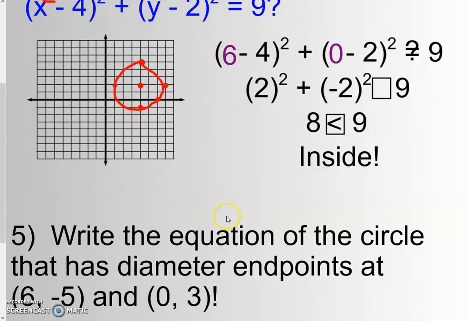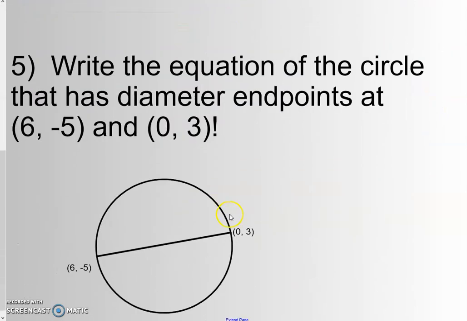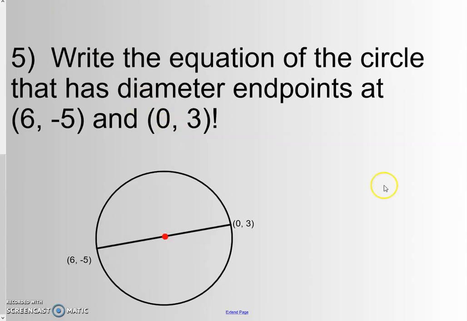Let's try another problem. Write the equation of a circle that has a diameter with endpoints at 6, negative 5, and 0, negative 3. Well, I suppose the first thing we're going to have to do in this problem is find the center of the circle. So, use your algebra skills and find that center, which I found to be 3, negative 1.